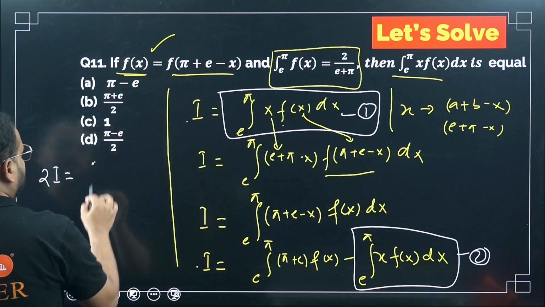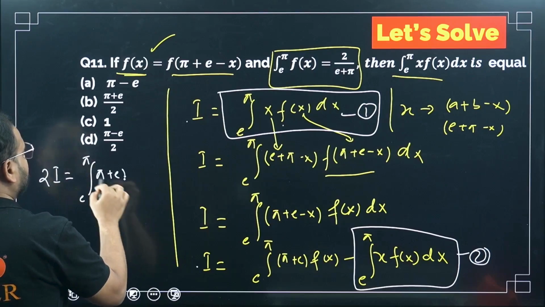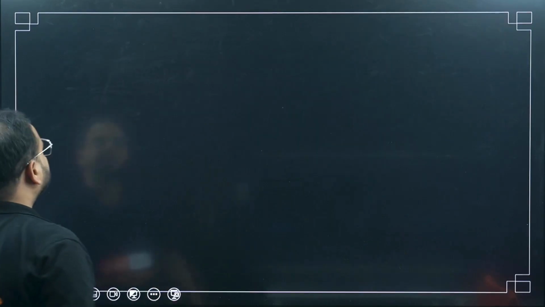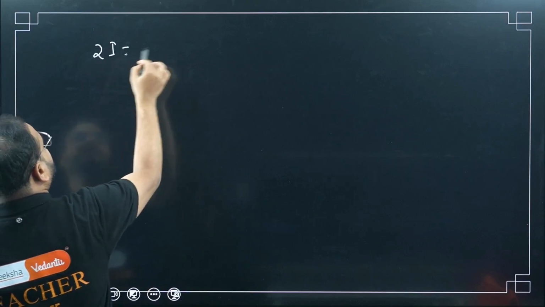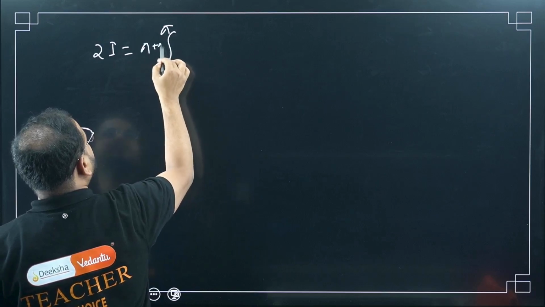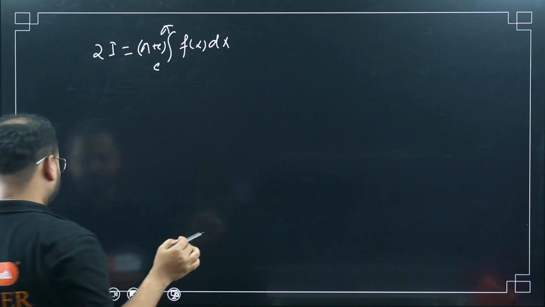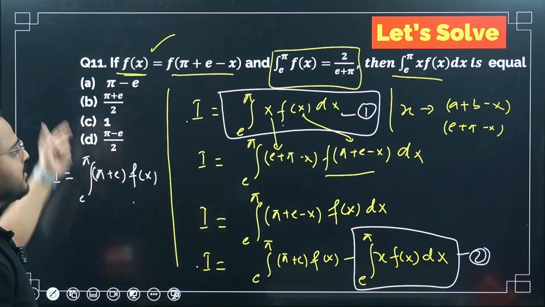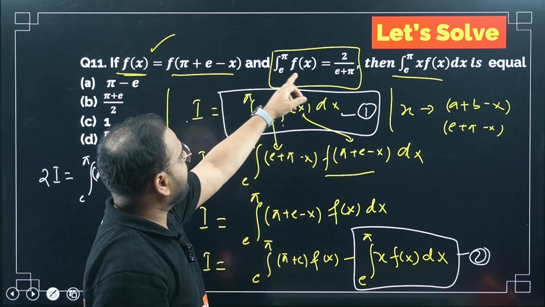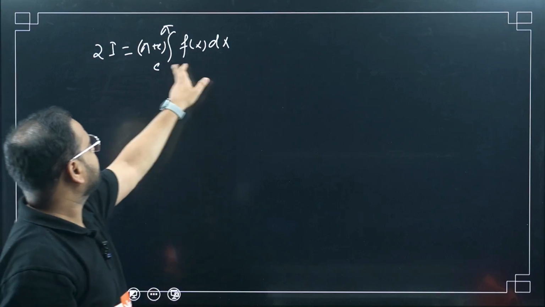Only this part. So what is that going to be? E to pi, pi plus e f of x. Okay, I'll write it over here. So now I have 2i, e to pi plus e, I can take it as constant outside. And how much is this? F of x dx. Same thing is written over here. Whatever I wrote over here, I have written on the next slide. This is given here. Integration of fx from e to pi is 2 upon e pi.